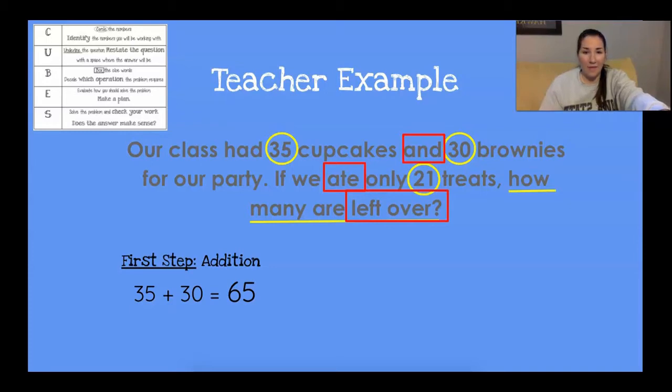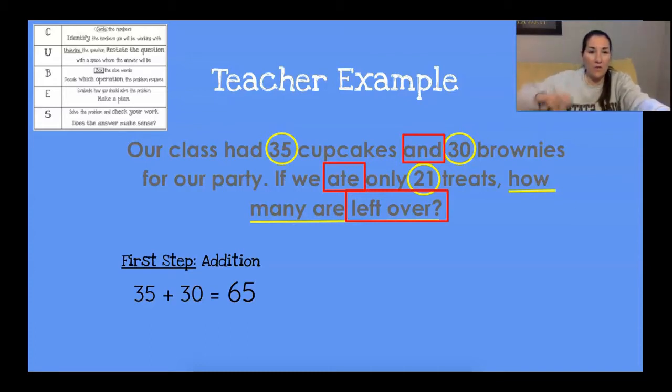The next step is the second sentence, which says, if we ate only 21 treats, how many are left over? So those keywords of ate and left over mean that I am probably going to be subtracting, right? If I'm eating them, I'm taking them away. So the important thing to know here is if there's multiple steps, so there's two different steps, I have to be really careful with what I'm doing in the first step to help me with the next step. I don't want to mess up right away in the first step. I won't get the correct answer if I don't think through this carefully.